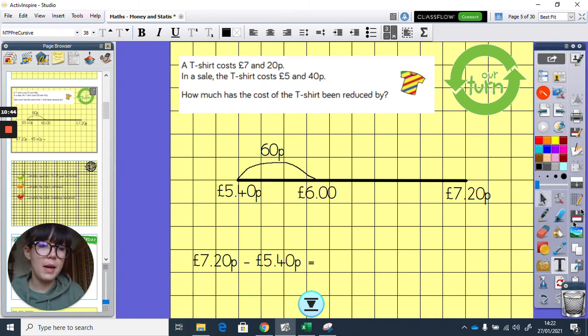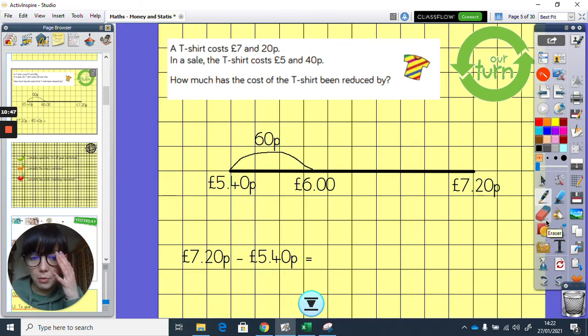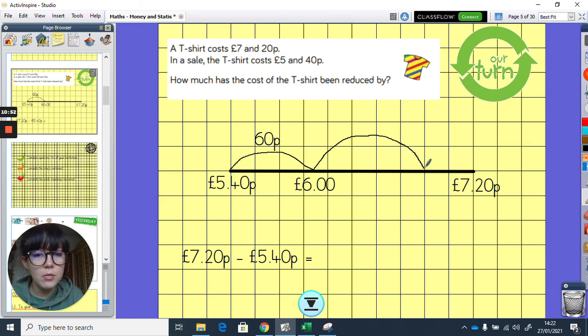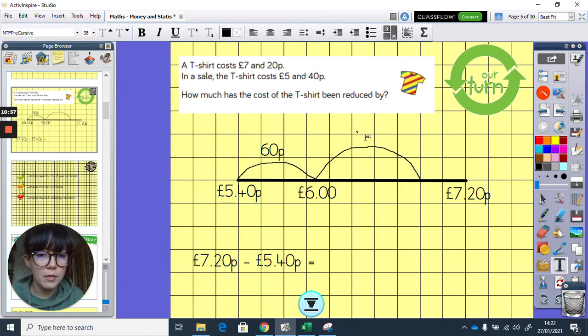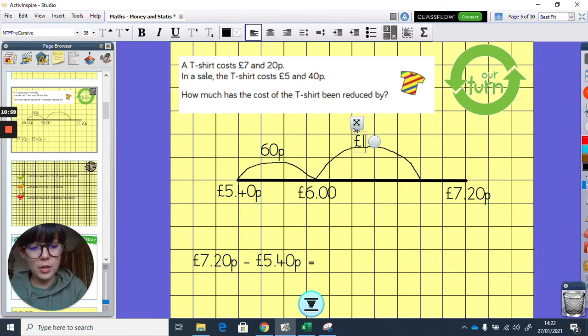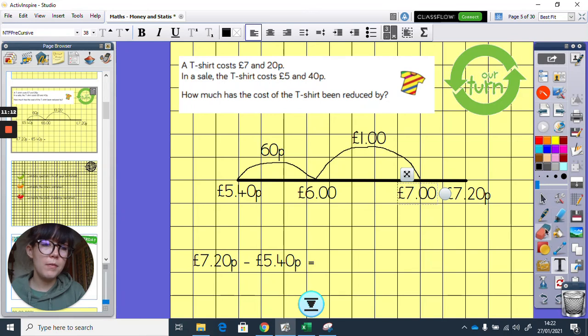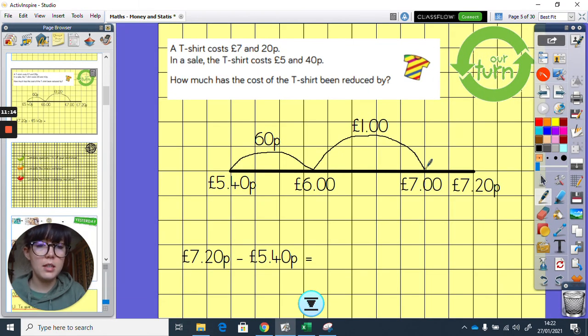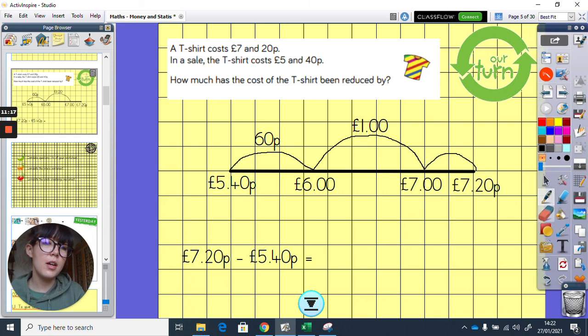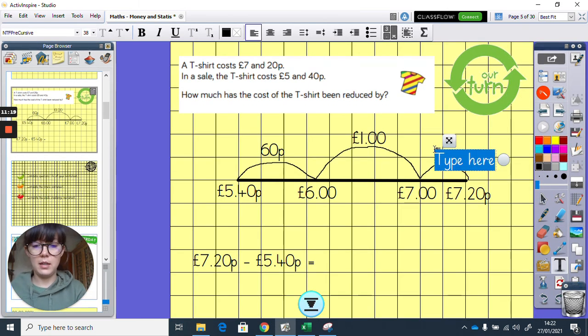£6, we need to get up to £7.20. So you can choose what you want to do. What I'm going to do is add another jump, not all the way to the end. I'm going to do a jump of £1, okay? And what do you think is going to happen if I do a jump of £1? I'm going to get to £7, okay? Right, what's my final jump going to be then? It's going to be 20p because I need to get to £7.20.